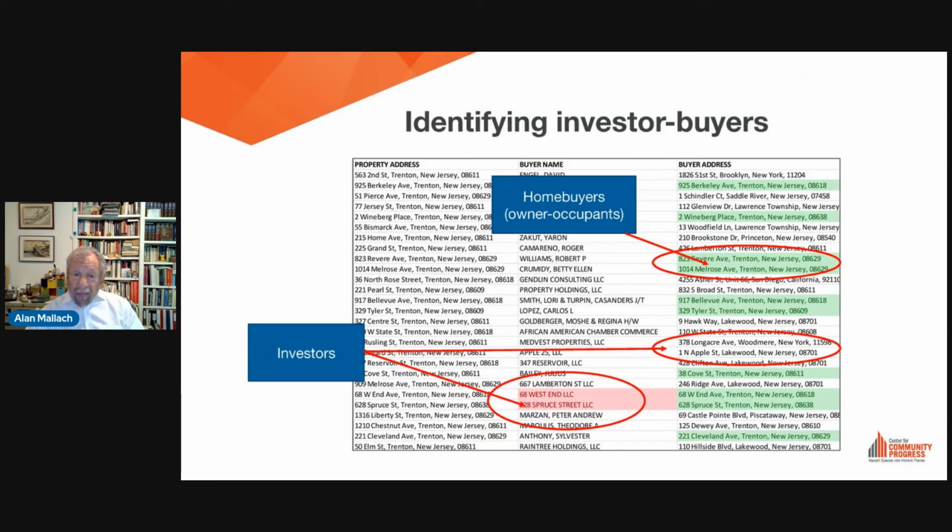So then you have to look at the name of the investor. And here you see this property, it's called 68 West End LLC. That is likely to be an investor, not a homeowner. So by doing this kind of matching process, which somebody who really understands how to do this stuff, not me, can do pretty quickly, you can get a very reliable estimate of the mix between investors and home buyers buying in a neighborhood. Next slide.